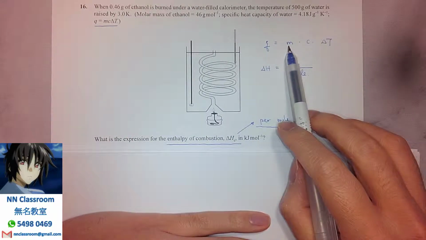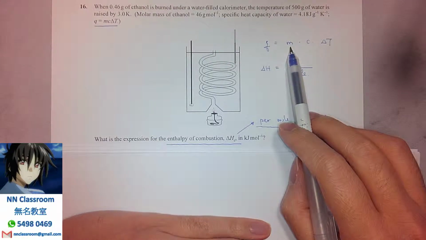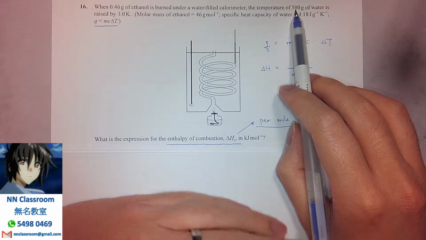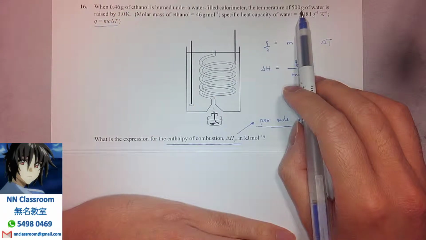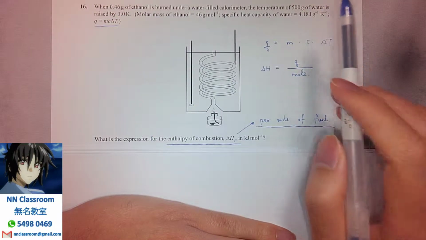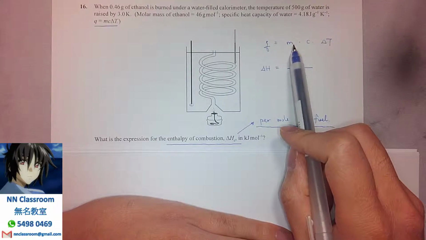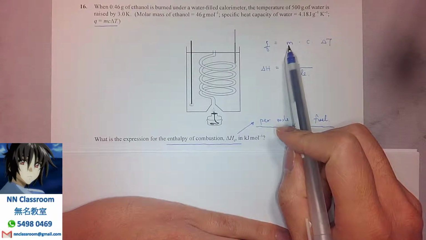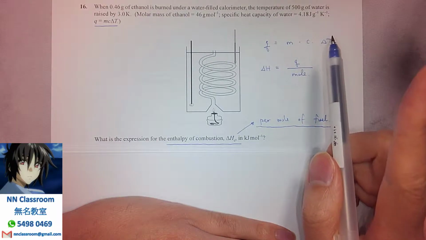So when we know about that, now we can plug in the data. First of all is the mass. Sometimes students may have trouble selecting the right mass, because in this case you will see that there are 2 masses given. The first one is the mass of the ethanol, and the second one is the mass of the water. Bear this in mind: when we want to plug in the correct mass, we must ensure that this mass is the mass of the substance that is related to the changing of the temperature.